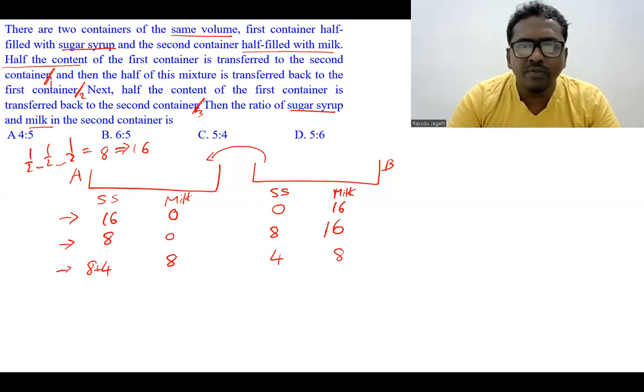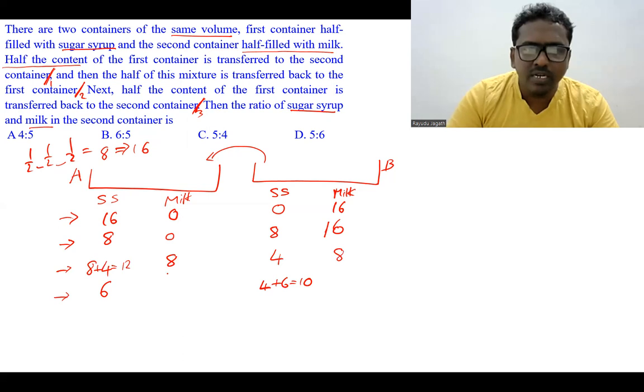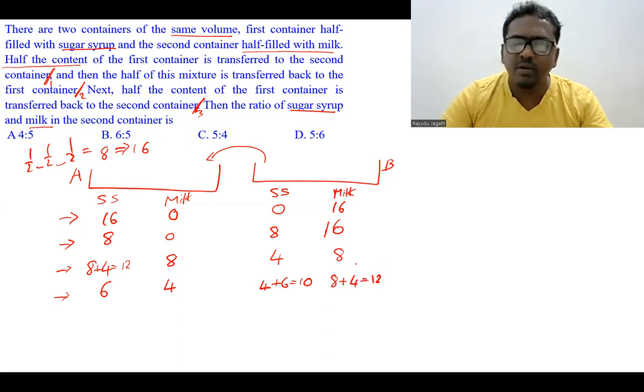Now, next, half of the content of the first container is transferred back to the second container again. So 8 plus 4 is equal to 12, halved. It becomes 6 in the first container, and that 6 of sugar syrup is transferred to the second container, already containing 4. 4 plus 6 is equal to 10. Now half of the contents of milk, 8 units, 8/2 is 4. 4 parts are left in the first container. The remaining 4 parts of milk, that 4 is given to 8 plus 4, equal to 12 units of milk in container B.